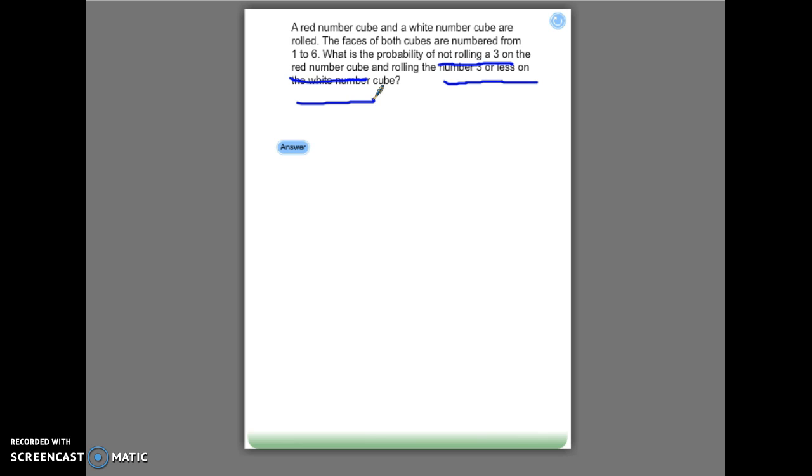I don't want to write out all the options because there's 36 options. So I'm going to use the algebraic way to solve this. If you think about it, on your red dice that's numbered 1 through 6, how many options do you have that are not 3? Well, you have 1, 2, 4, 5, 6. So you have 5 out of my total options on the dice, which are 1 through 6, so 6.